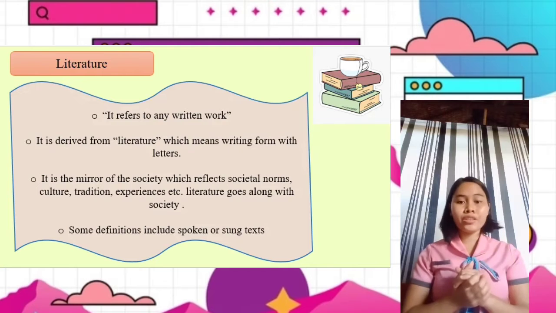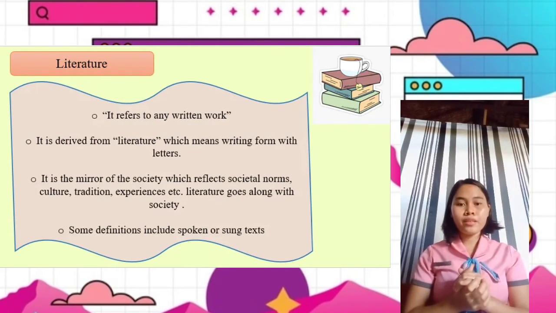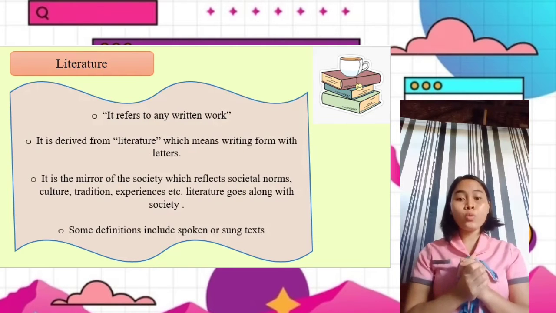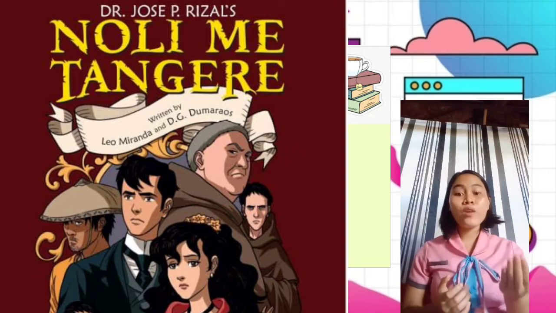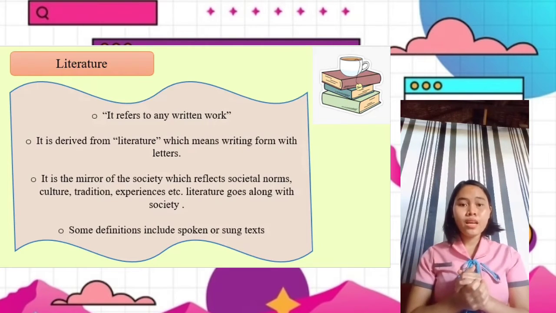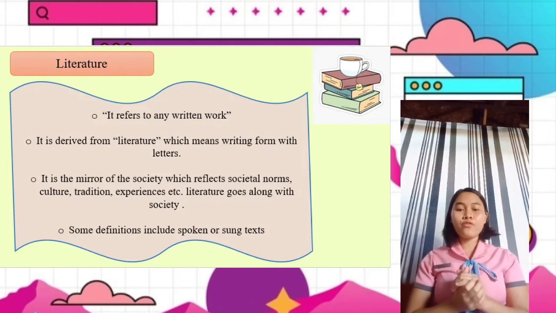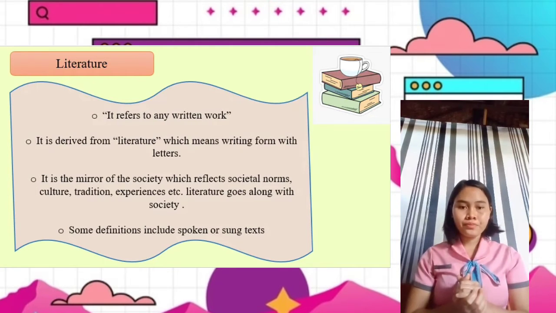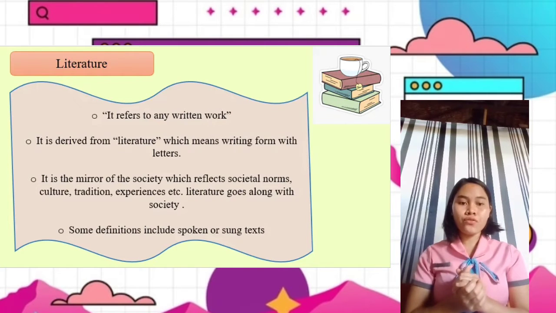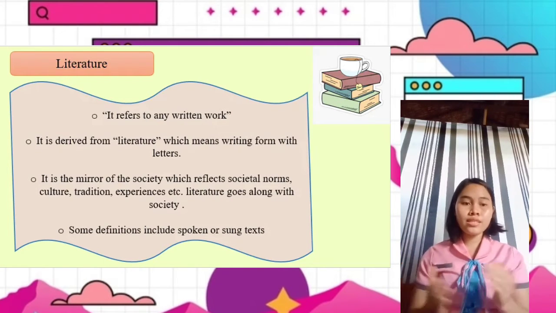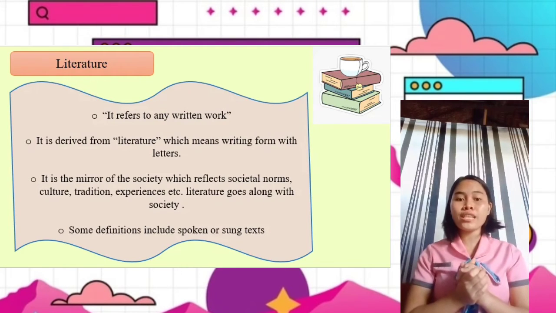What do you mean by literature? It refers to any written work. An example of written work is Noli Me Tangere by Jose Rizal. Literature is derived from the Latin word litera, which means writing forms with letters. Literature is the mirror of the society which reflects societal norms, traditions, experiences, etc. Literature goes along with society.